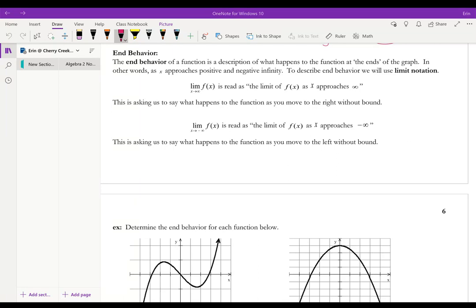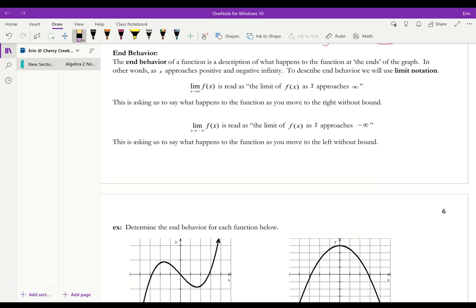To describe end behavior, we will use limit notation. So it's important for you all to understand how to read this. This says the limit of f of x as x approaches infinity. If I were you, I would pause the video and say that again out loud. The limit, that's this part, of f of x as x approaches infinity. This is asking us to say what happens to the function as you move to the right without bound.